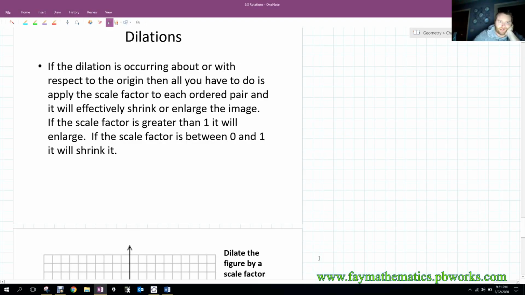Alright folks, we're going to talk about dilations. Here it says if the dilation is occurring about or with respect to the origin. Those are two different phrases you're going to see. They'll say a dilation about the origin, or they'll use the phrase with respect to the origin.